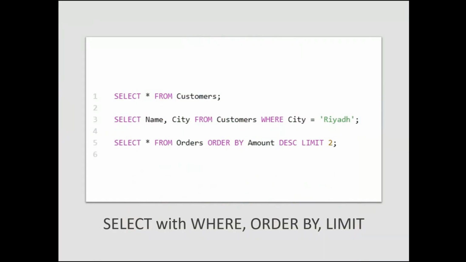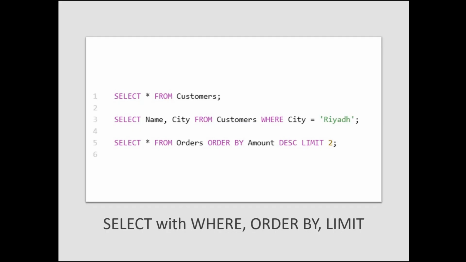Then we will learn how to show all the values in the table using select everything from customers, for example. Select name and city from customers where the city is Riyadh, for example. So here we are adding a filter. We will filter the output. We want to know just the customers in this specific city.